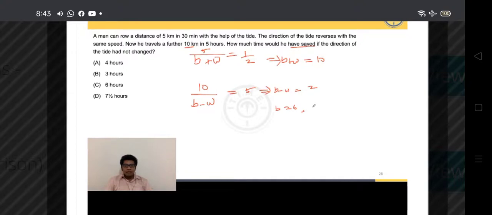I'll have W as 4. B plus W, 6 plus 4, is 10. B minus W, 6 minus 4, is 2. I know B and W. What is the question? How much time would he have saved if the direction of the tide had not changed?